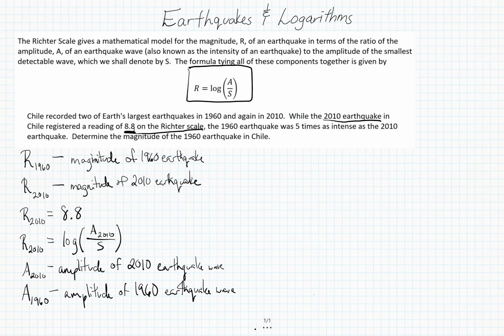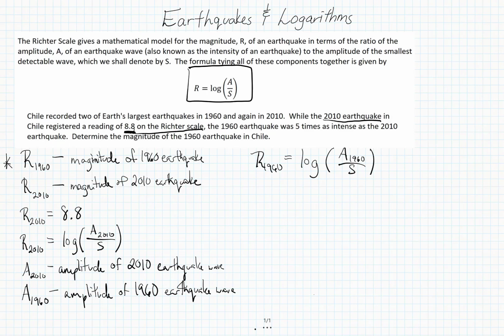So now we have the relationships. What are we actually looking for? We're looking for R of 1960. And the way we can do that is to use our formula once again. That's just the log of the amplitude of the 1960 earthquake wave divided by S, where S is the standard that we've talked about before.